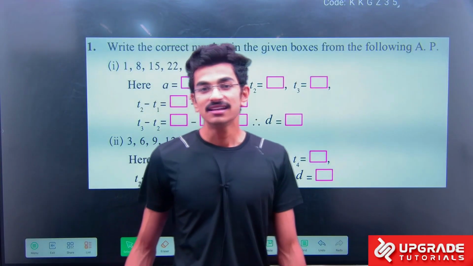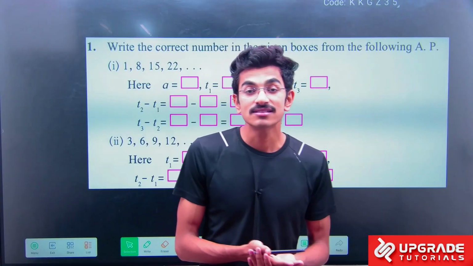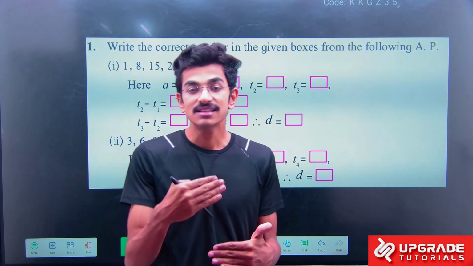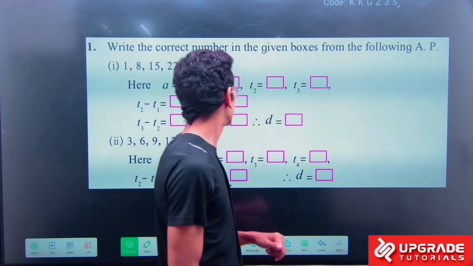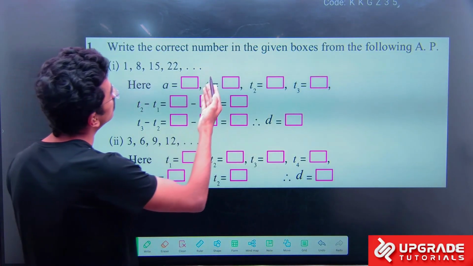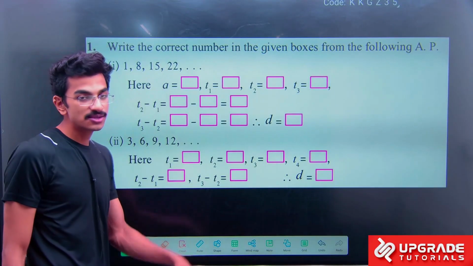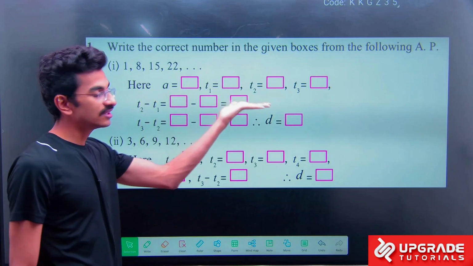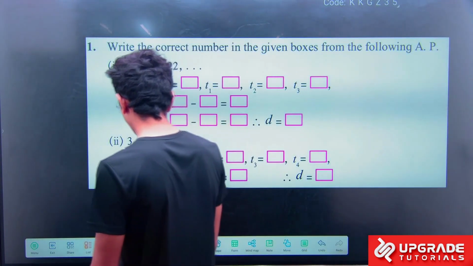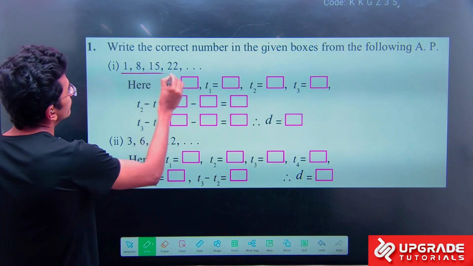So basically yesterday we have seen what is the first term, what is the common difference, and when the sequence is said to be in AP. So we'll just see some advanced terms of this now. In the question it is given: write the correct number in the given boxes of AP. Here the arithmetic sequence is given and we have to just find the terms, the first term, the common difference, etc.